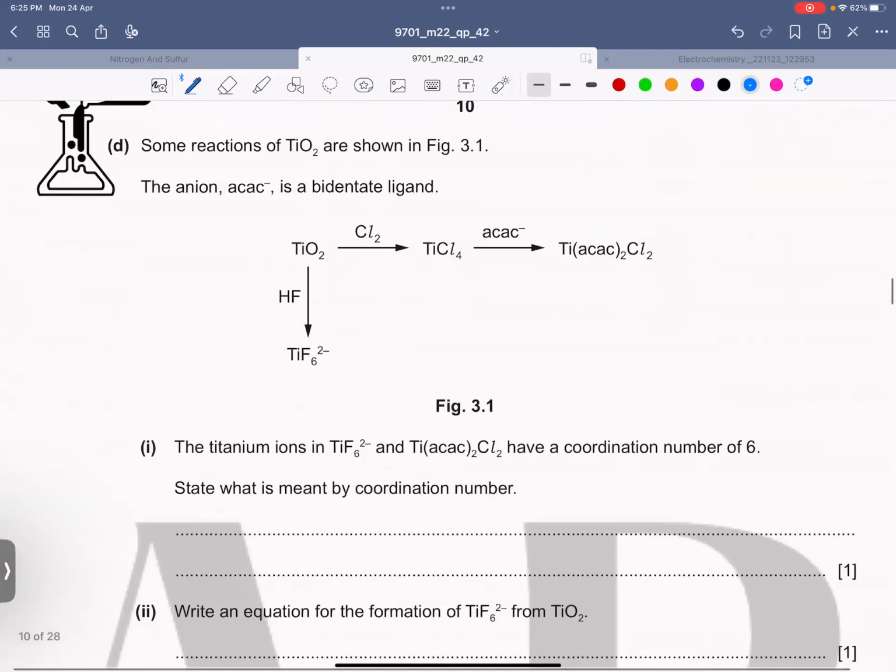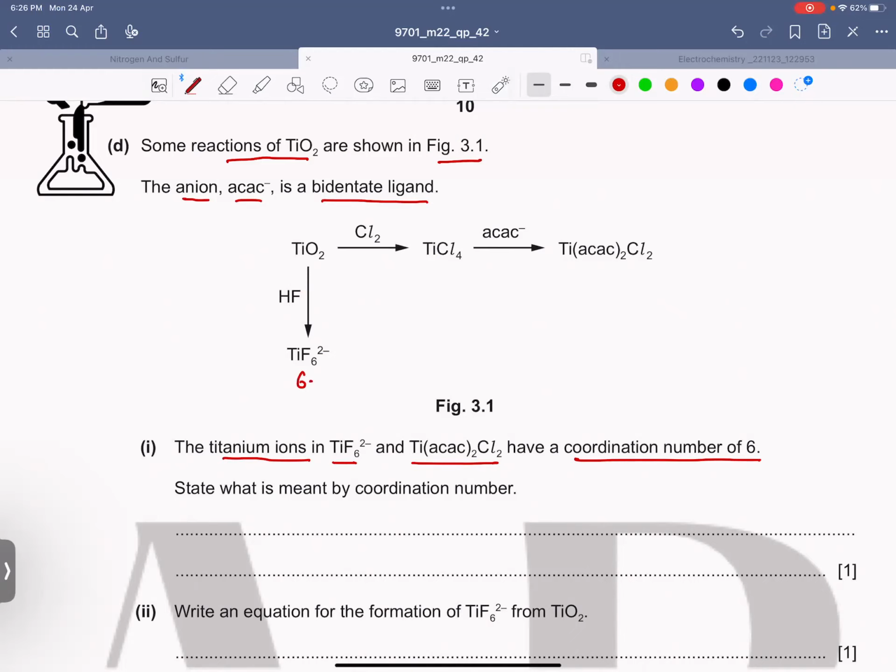Okay. Now D part. Some reactions of TiO2 are shown in figure 3.1. The anion acac negative is a bidentate ligand. The titanium ions in TiF6 2 negative and the other complex have a coordination number of 6. So it means there are 6 dative bonds in this complex and 6 dative bonds in this complex. What is meant by the coordination number?